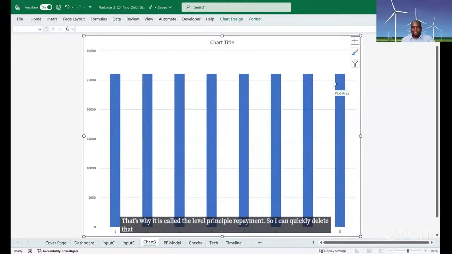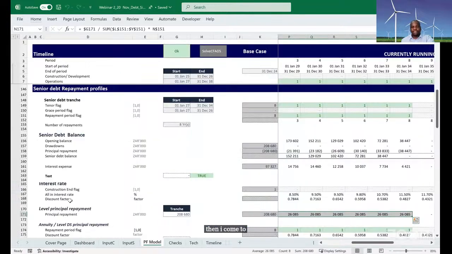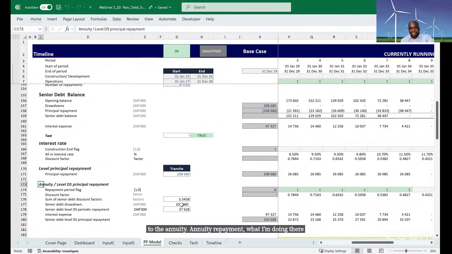I can delete that one. Then I come to the annuity. Annuity repayment, what I'm doing there, I'm just saying, okay, what is the sum of my discount factor? Then I take my loan, then I divide it by the discount factor. So you can see that it is constant right through.